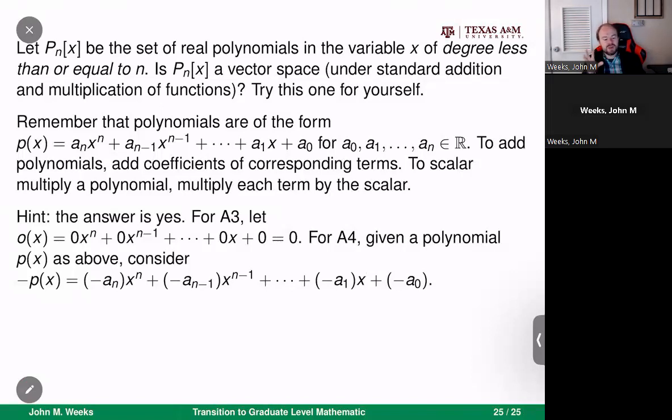Remember that polynomials are of the form P of x equals, you've got all these terms and powers of x and stuff like this. To add polynomials, you're adding coefficients of corresponding terms. To scalar multiply a polynomial, you're multiplying each term by the scalar. The hint here is that, yes, this is a vector space. And I go through and tell you what the zero vector should be and also what the negative vector should be for each polynomial. So check this out on your own and see if you're able to make some headway on what this sort of stuff could be.